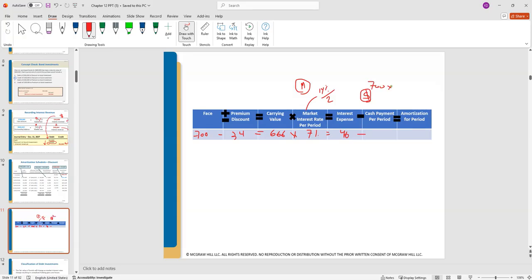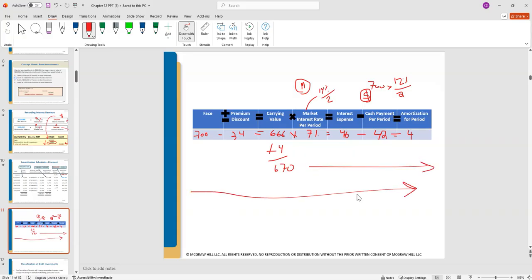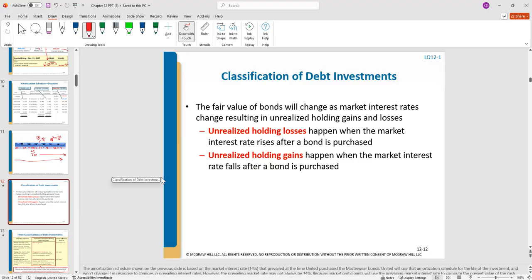So this is face times the stated rate. What was that stated rate over there? Let's see here. I think it was 12%. Yeah, 12% divided by 2. That will be 42. 46 minus 42 is 4. That's the amortization. Then next period you would add that, and you'd be at 670. You'd run the math. If this schedule helps you to just plug it in here, you can do that. So that's the universal entry for buying it and, as time passes, that periodic entry.